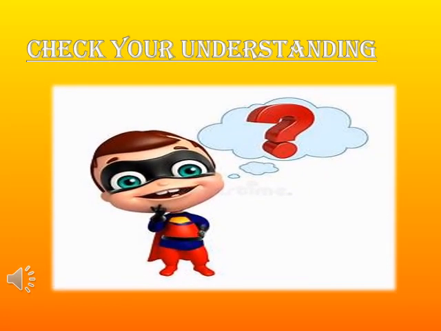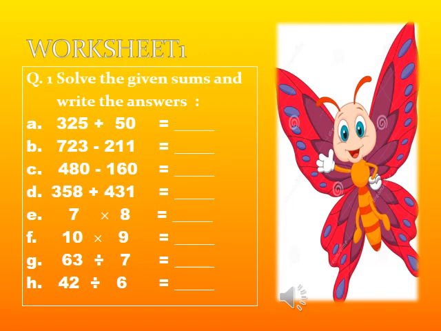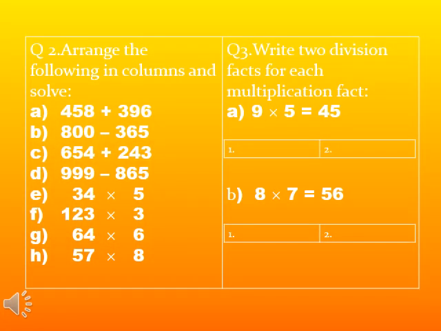Now children, check your understanding of how much you have learnt. Now this is a worksheet. Children, solve this worksheet neatly in your rough copy. See the worksheet. Question 1. Solve the given sums and write the answers. Question 2. Arrange the following numbers in columns and solve. Question 3. Write 2 division facts for each multiplication fact.